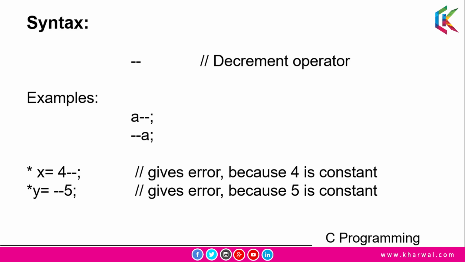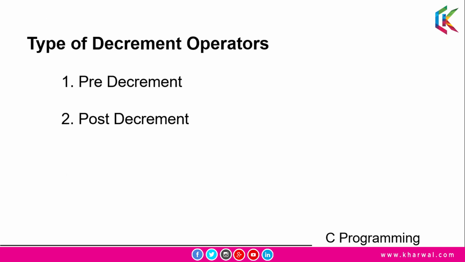Now guys, moving ahead and we'll discuss the types of decrement operators. We can divide decrement operators into two parts. First one is pre-decrement and second one is post-decrement. So let's go ahead and discuss them one by one.